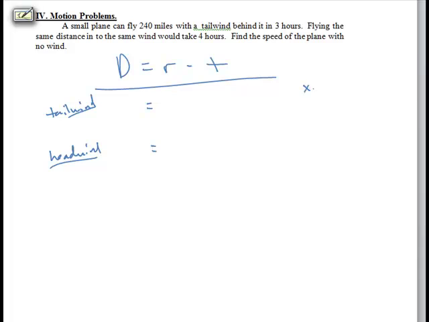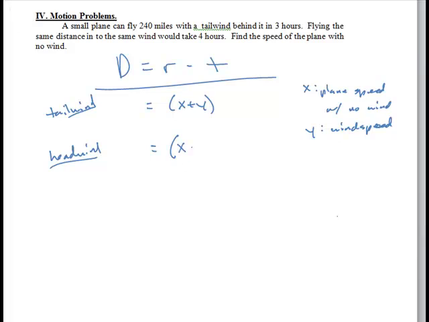So in this problem, we're going to let x represent the speed of the plane with no wind, and we're going to let the variable y represent the wind speed. So the tailwind, we're going to represent the rate as x plus y, the speed of the plane with no wind plus the speed of the wind. For the headwind portion, x, the speed of the plane with no wind, minus the speed of the wind.